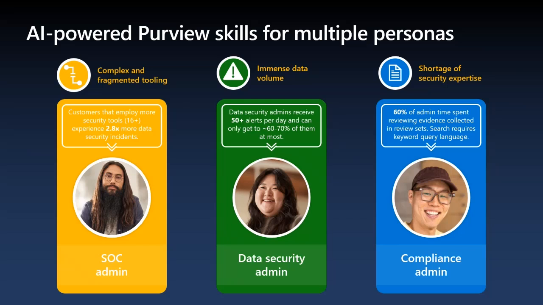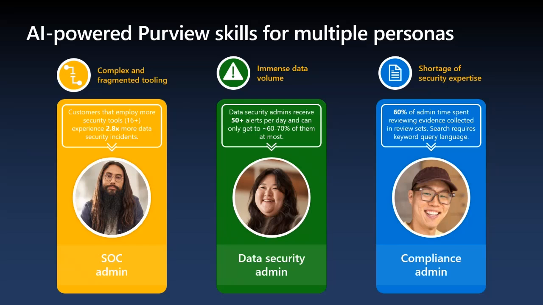We also have data security admins. These are folks that are maybe working within Purview, looking at alerts. Maybe these are data loss prevention alerts. Maybe these are insider risk alerts. And we know that organizations get a large volume of alerts per day, and most data security admins aren't able to process all of those. So how can Copilot for Security help you quickly identify the risky components of those alerts and then take remediation actions where needed on those alerts?